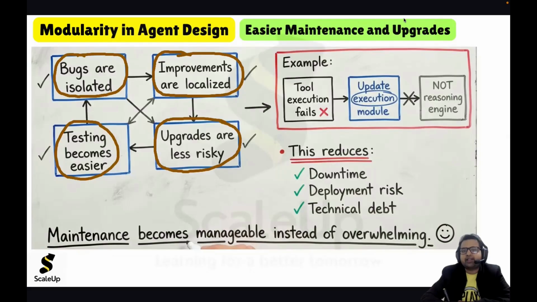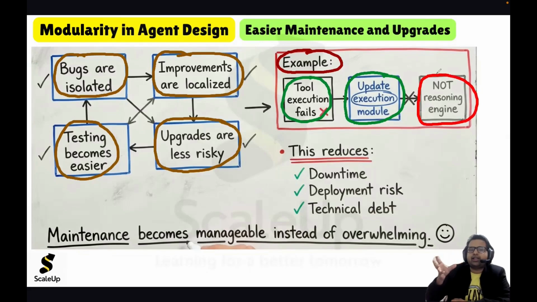Let us look at one example. Let us suppose we saw that tool execution failed. Then we know that since tool execution failed, the problem is with the execution module. So we will update the execution module and not the reasoning module. So we were able to localize or isolate the bug.